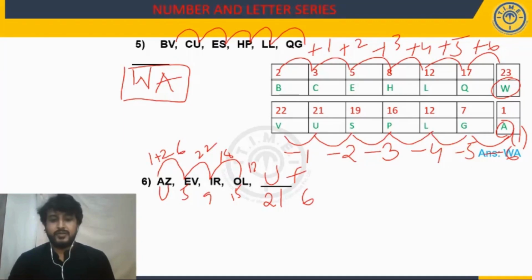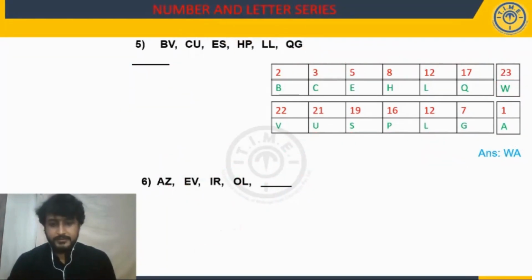So the first letters are consecutive vowels and the second letter is the opposite letter of the first letter. What do we mean by opposite letter? The sum of the place values of the letters will be equal to 27. You are clear, right? Okay. So just make a note of the logic.